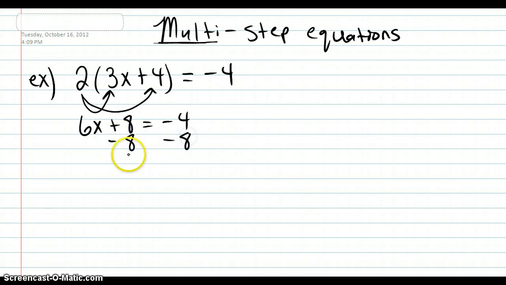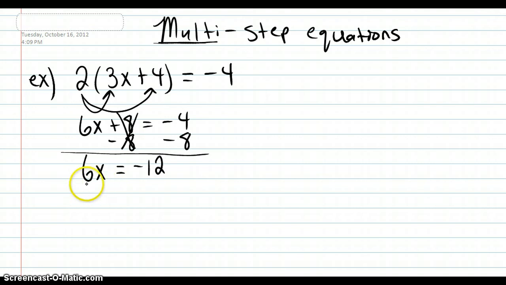Minus 8. Why did I do it twice? Because what you do to one side of the equal sign, you have to do to the other side to balance it. We must have balance. Bring down the 6x. Why did I cross out those 8's? Because 8 minus 8 is 0. That was the point, to get rid of all this. So, bring down your equals. And now we have negative 4 minus 8, which is a negative 12.